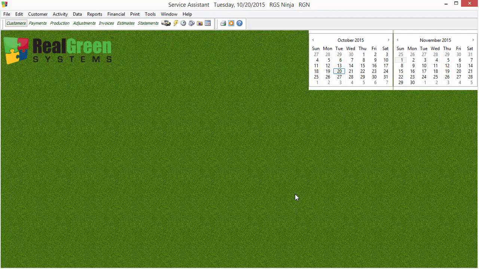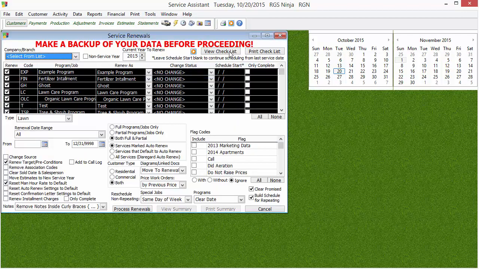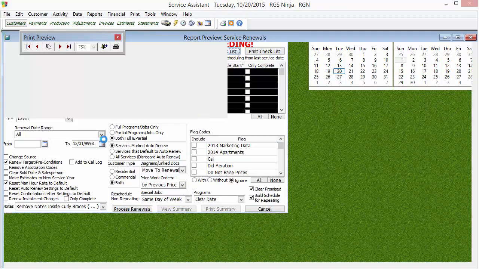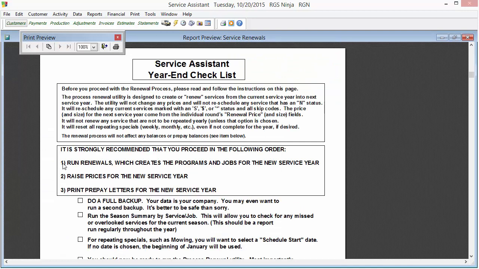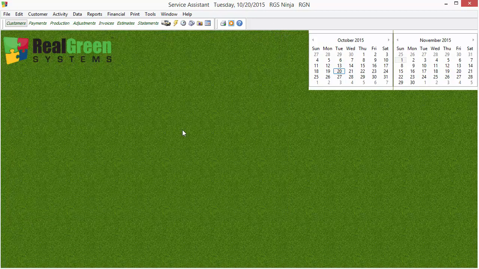So when you are doing it as part of the renewal process, you want to make sure you process your renewals first. So I'm going to jump ahead a little bit, and I'm going to go to pull the checklist, and you'll see there are actually 3 main steps of the year-end process. The first one, again, is running renewals, then raising the prices for the next service year. Okay, so like I said, very important. You have to have something to raise prices on in the first place.